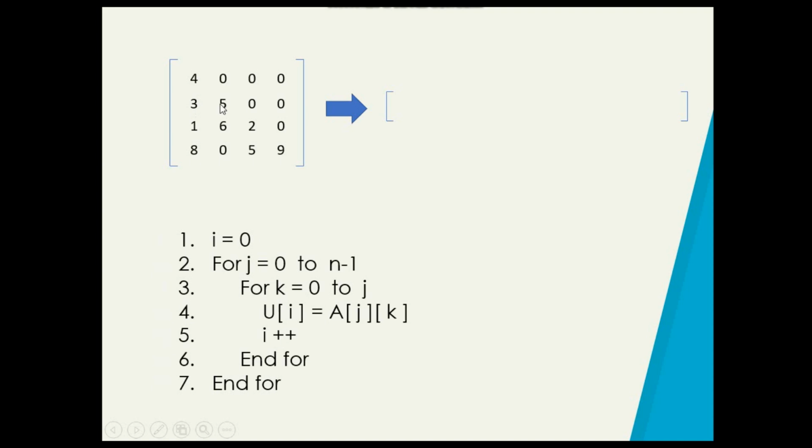So in this way, when j is equal to 0, 4 will be mapped to the unidimensional array. When j is equal to 1 and k is equal to 0, 3 will be mapped to the first index of the unidimensional array. In this way, all the non-zero elements of the triangular matrix will be sequentially mapped to the unidimensional array.